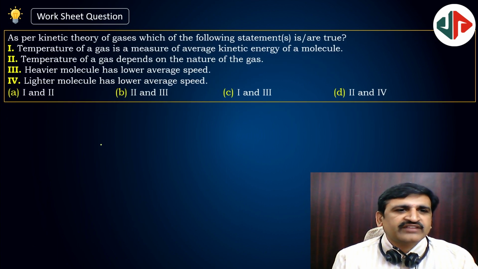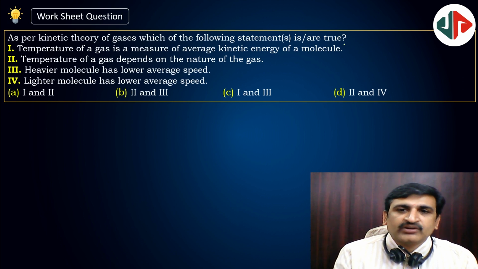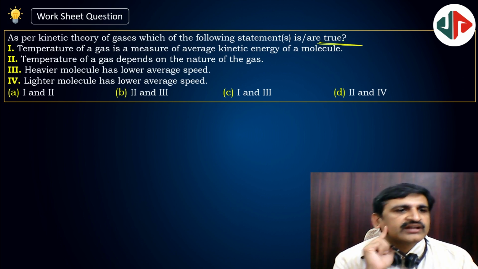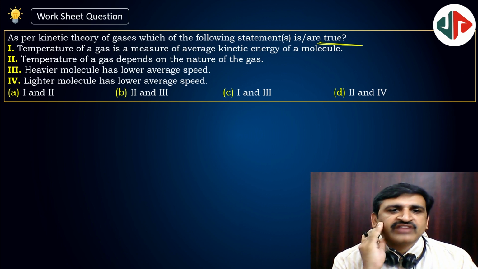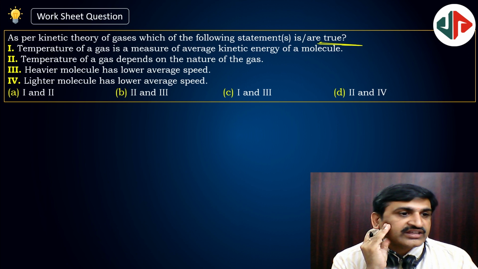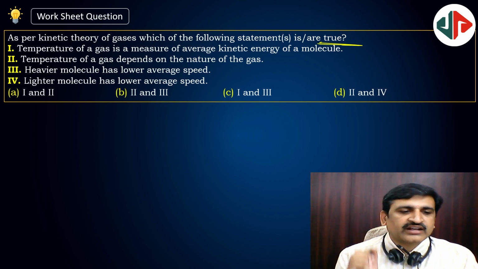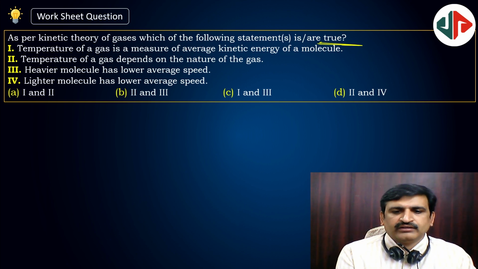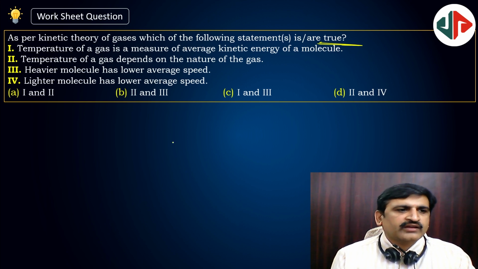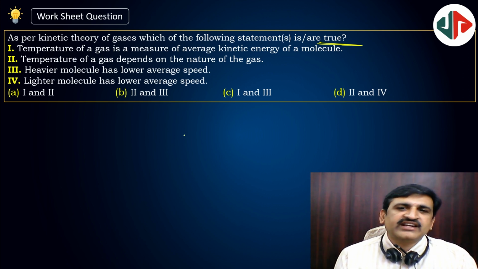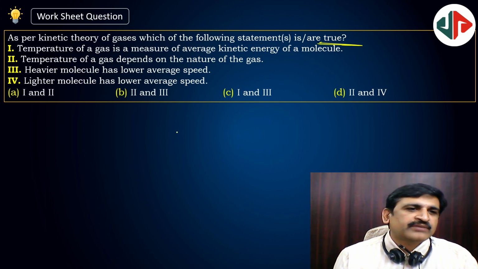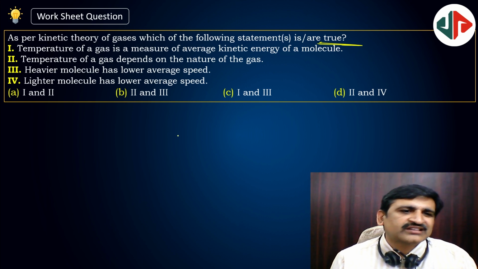As per kinetic theory of gases, which of the following statements are true? Temperature of a gas is a measure of average kinetic energy of a molecule. Temperature of a gas depends on the nature of the gas. Heavier molecules have lower average speed. Lighter molecules have lower average speed. So among these, we have to identify which are correct. Temperature of a gas is a measure of average kinetic energy of a gas molecule is true. Temperature of a gas depends on the nature of the gas, need not be.